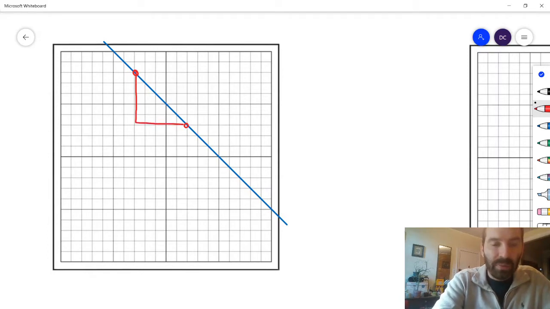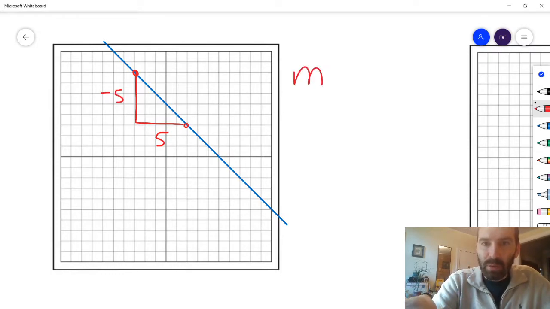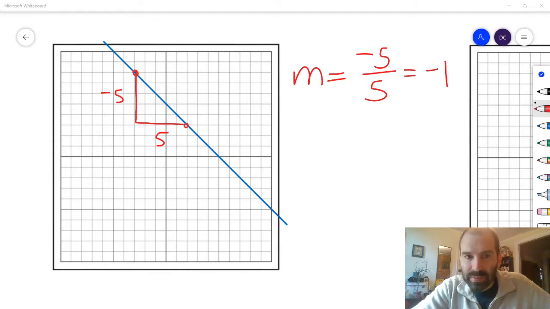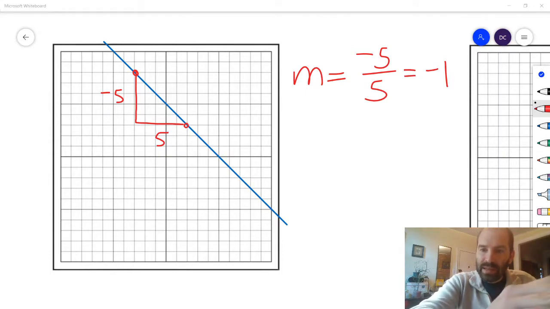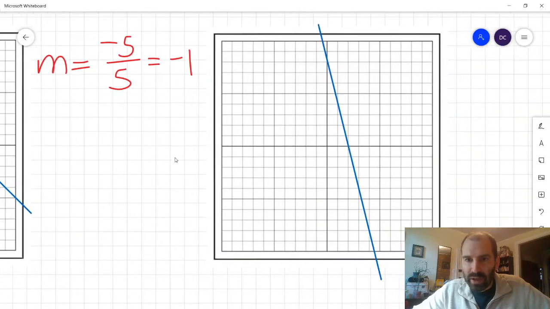What was my run? It's 1, 2, 3, 4, 5. What was my rise? I had to go down, so that's -5. So my slope is rise over run, -5 over 5, which simplifies to -1. So we see that a decreasing line, a line that goes down from left to right, seems to have a negative slope. Let's see if that happens in the next picture as well.